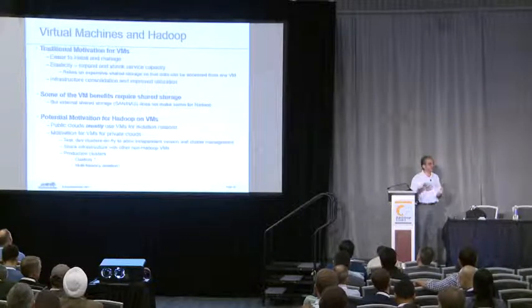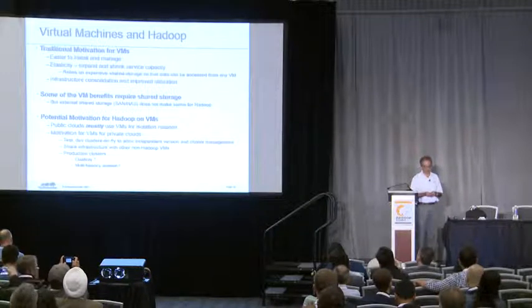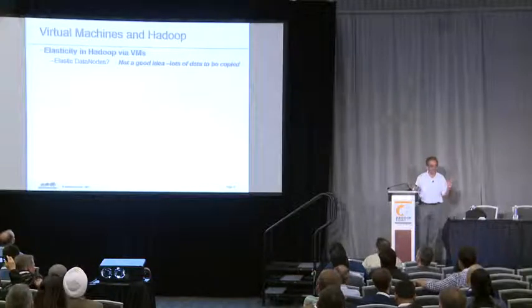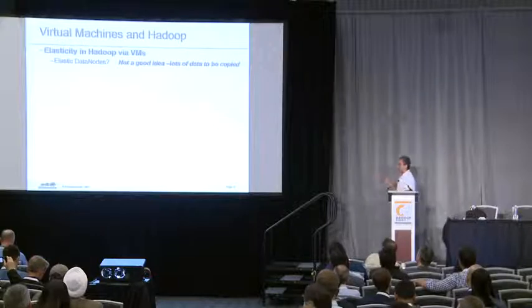And for production clusters, you may have questions about, is virtual machines better for elasticity? Is virtual machines better for multi-tenancy? Okay, so just explore that a little bit now. So elasticity in Hadoop via VMs. Do elastic data nodes work? Should I be shrinking and adding data nodes on the fly?